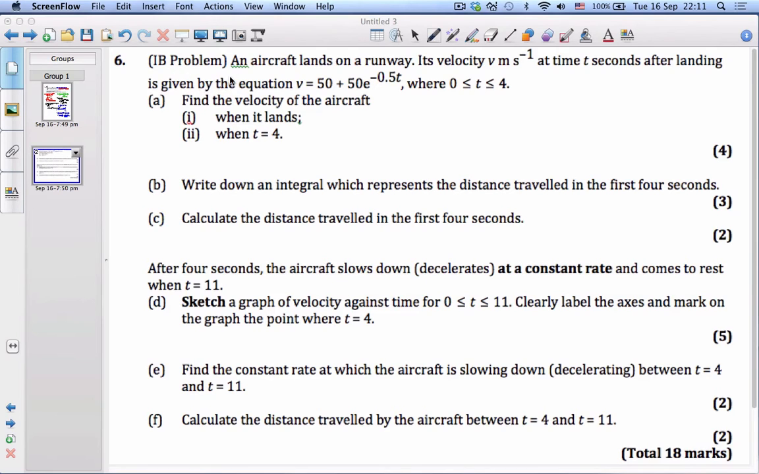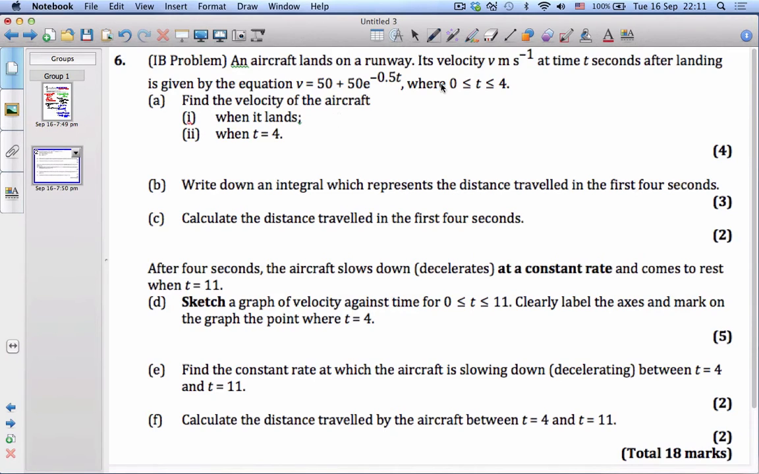An aircraft lands on a runway. Its velocity v meters per second and time t seconds after landing is given by the equation 50 plus 50 times e to the negative 0.5 t, where t is between 0 and 4. Find the velocity of the aircraft when it lands and when t equals 4. Those are two different questions.